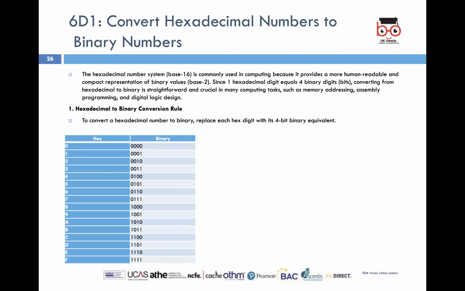The hexadecimal number system is commonly used in computing because it provides a more human readable and compact representation of binary values. Since one hexadecimal digit equals 4 binary digits, converting from hexadecimal to binary is straightforward and crucial in many computing tasks such as memory addressing, assembly language programming, and digital logic design. To convert a hexadecimal number to binary, replace each hex digit with its 4-bit binary equivalent.